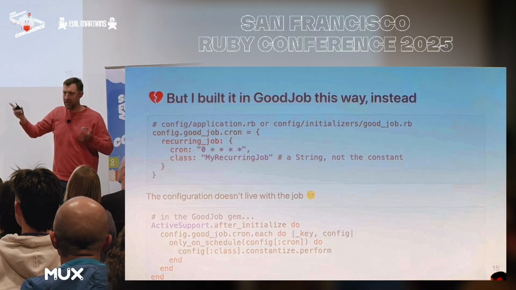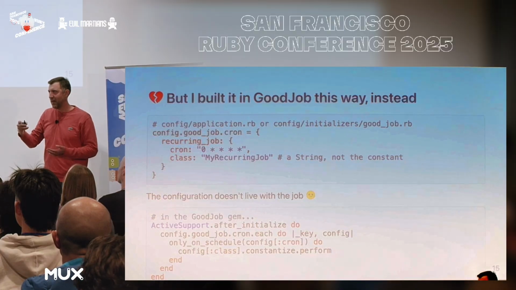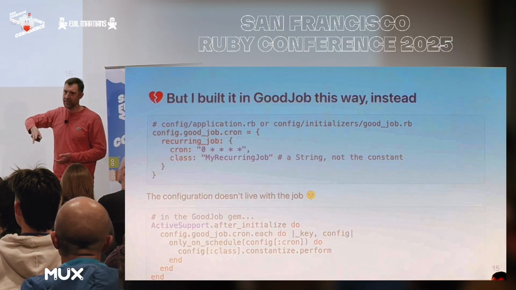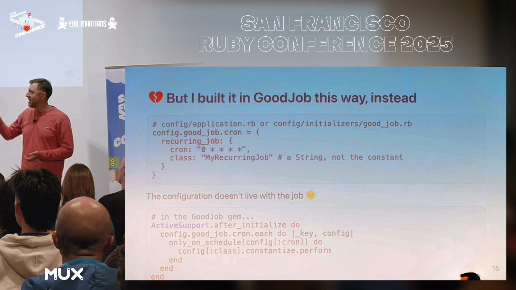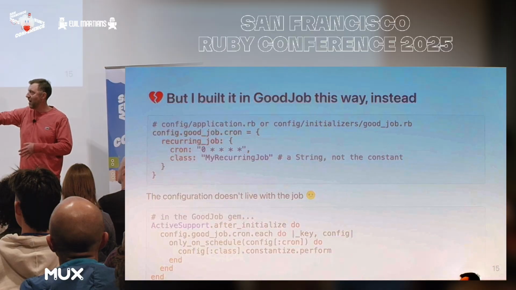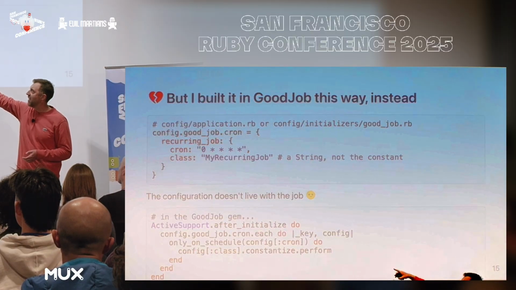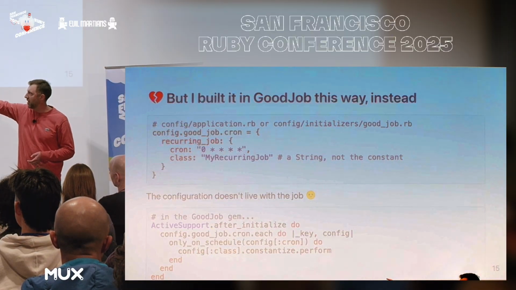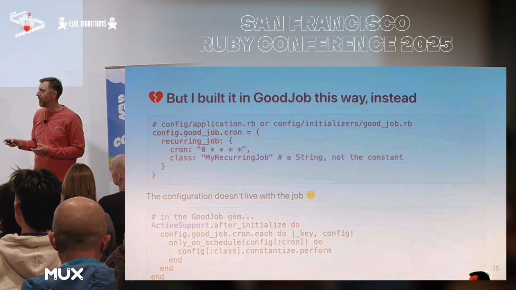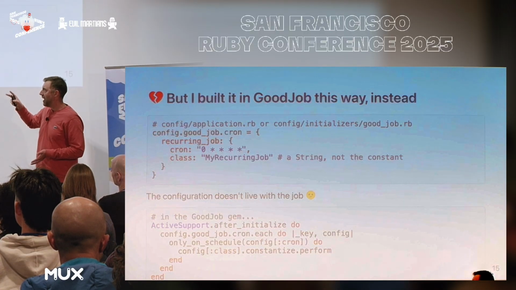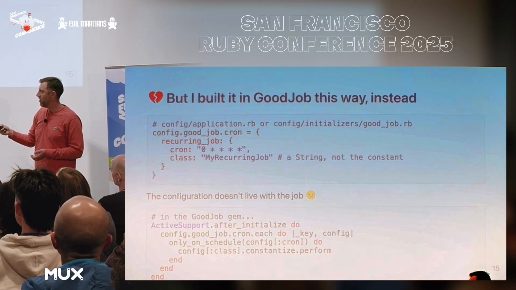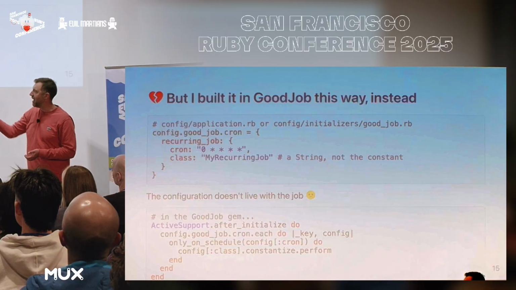And so the way this works is when Good Job runs as you're booting your application, it goes through this configuration hash. It looks at, okay, this is the schedule that you said, we're going to set that up, and then at the top of the hour, it will constantize that class string and then perform the job. So the configuration does not live with the behavior that is actually happening in the job.